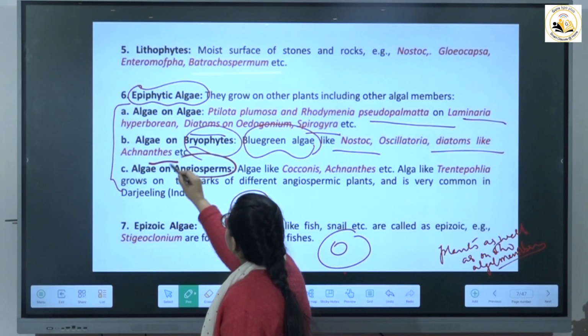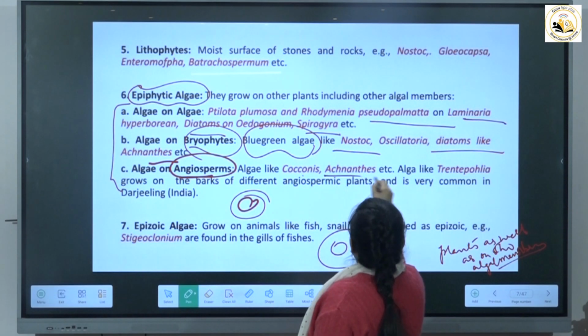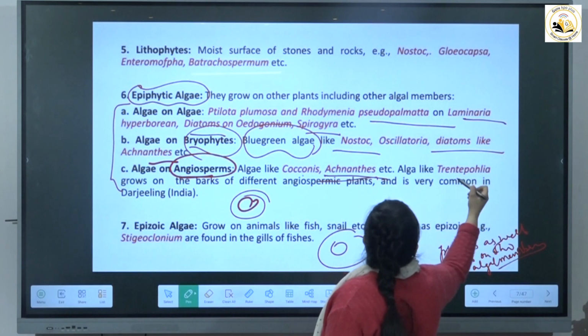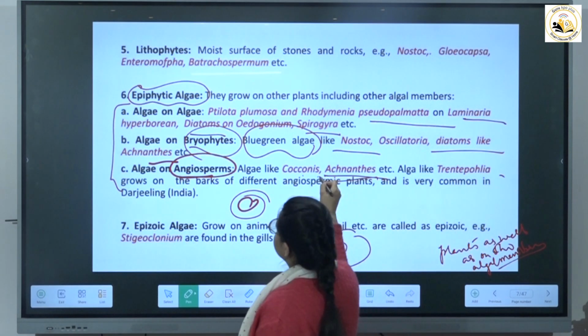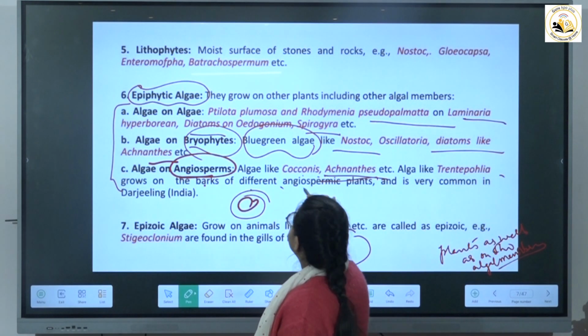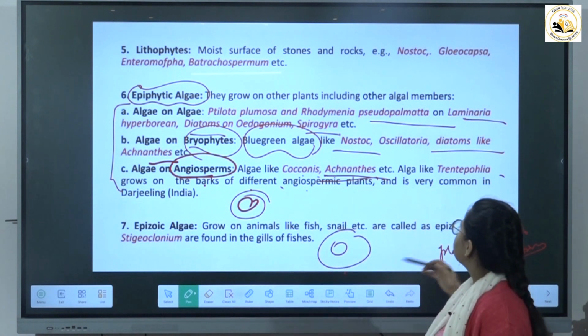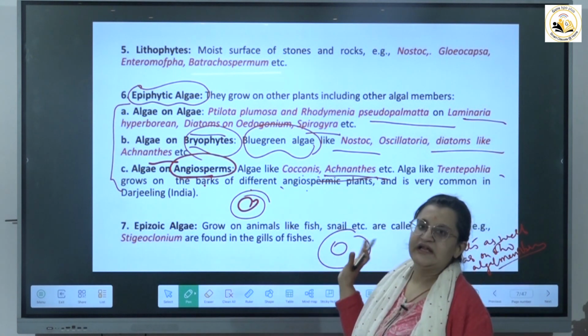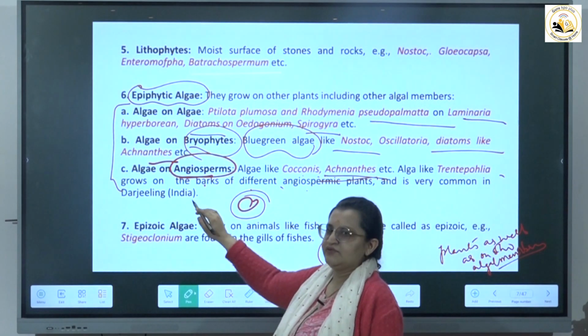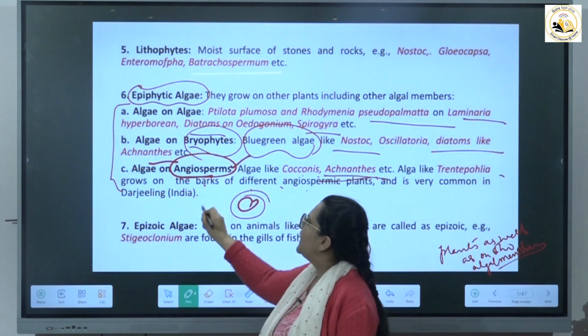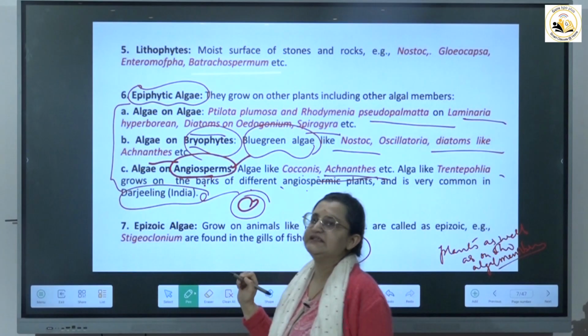Algae on angiosperms, like Achnethus, Tritofolia, Coconus, grow on the bark of different angiosperm plants. This type of algae which grows on angiosperms is very common in Darjeeling in India.